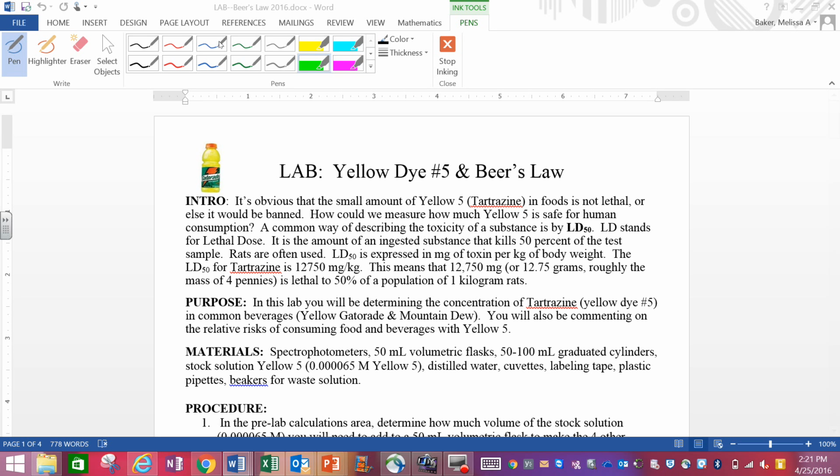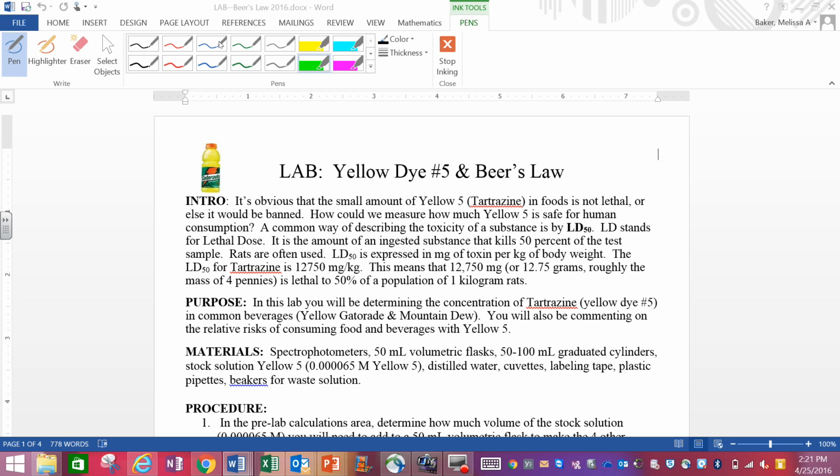If you are struggling with your Beer's Law lab write-up, this will hopefully help you because I'm going to do some example work for you. As a big overall picture, remember that you can use light traveling through a solution to tell you something about how concentrated it is.